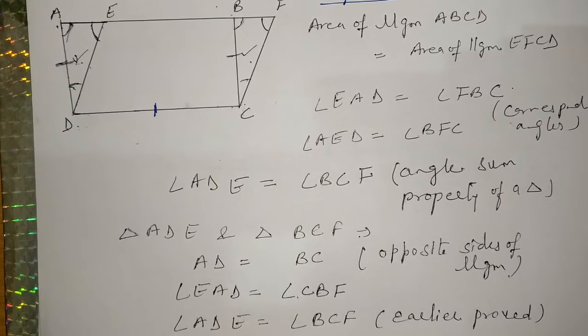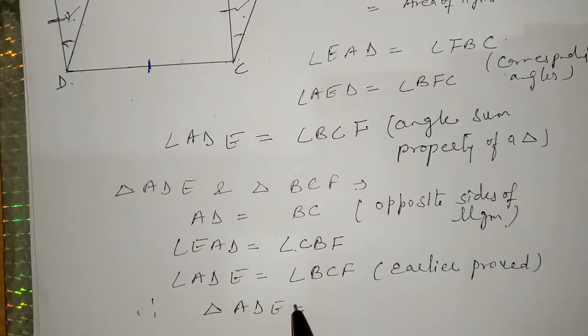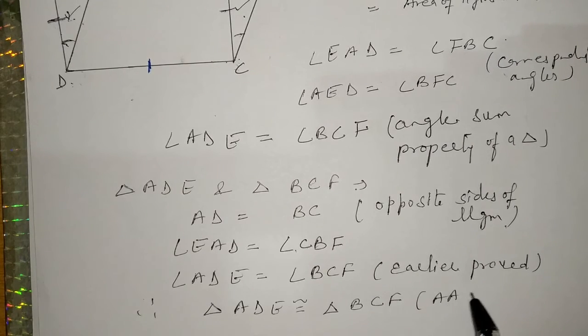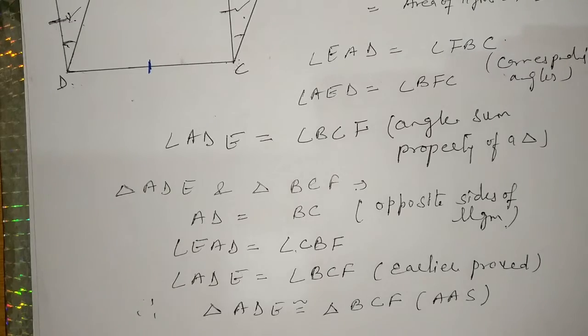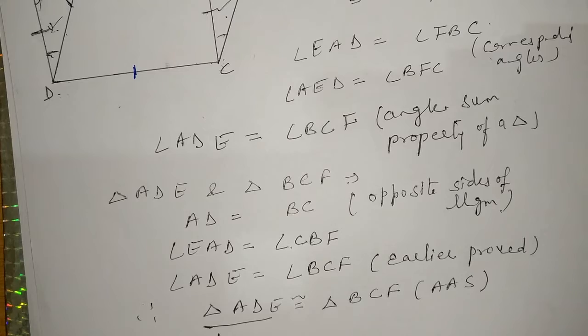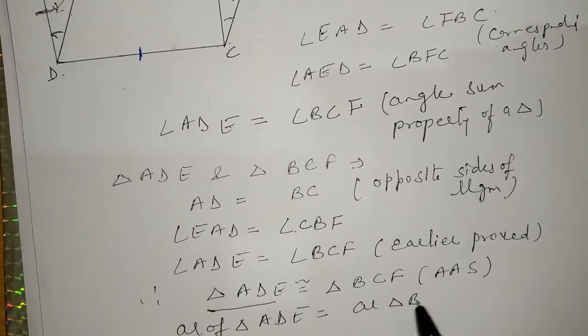Therefore, triangle ADE is congruent to triangle BCF by ASA congruence. So this means area of triangle ADE is equal to area of triangle BCF.